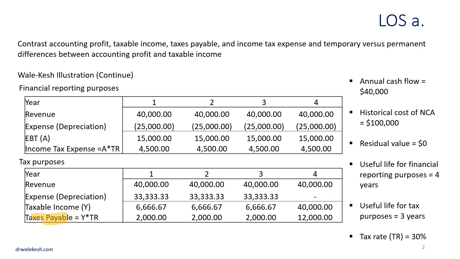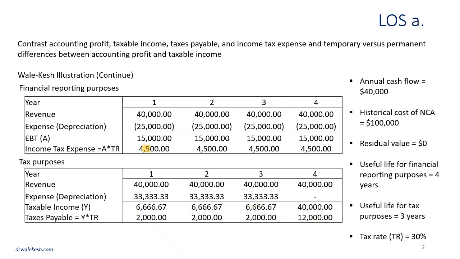To get the taxes payable, it would be the taxable income times the tax rate. So 30% of this is 2,000 US dollars. 30% of this is 2,000 US dollars. 30% of this is 2,000. Then 30% of this is 12,000 US dollars.